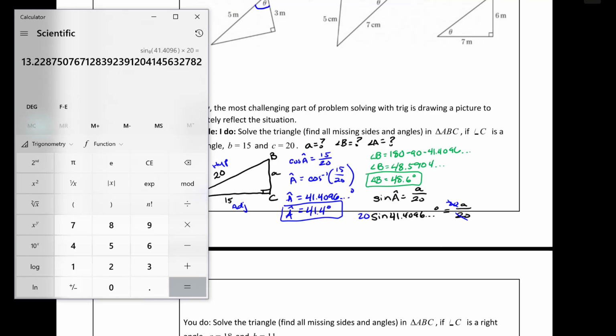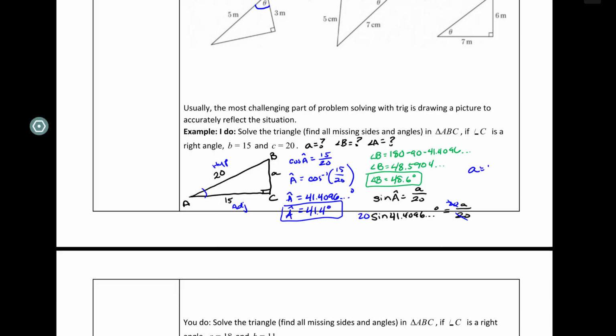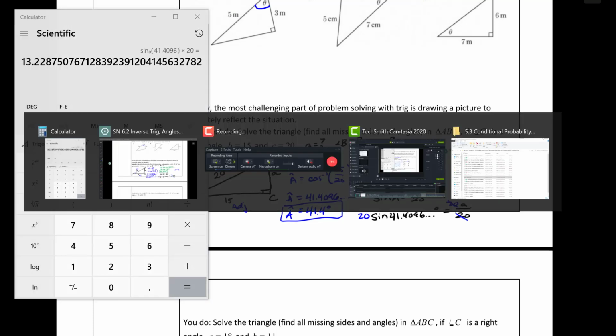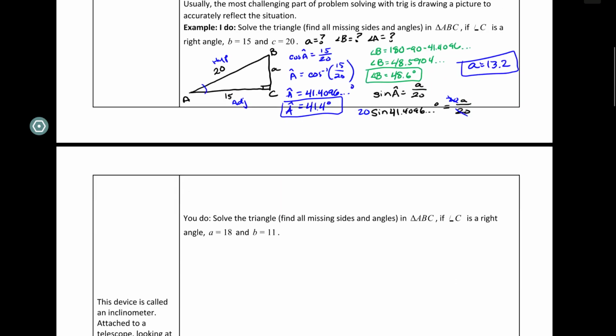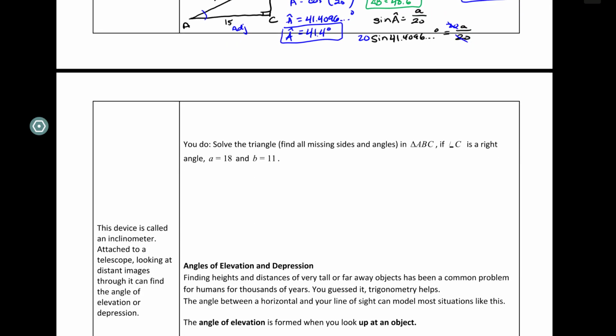And we now have side A is about 13.2 rounded to 3 sig figs. And there you have it. We have solved the triangle. So on the next page, you have a triangle that you can sketch and solve on your own. Good luck with that. Come back when you're ready to talk about angles of elevation and depression.